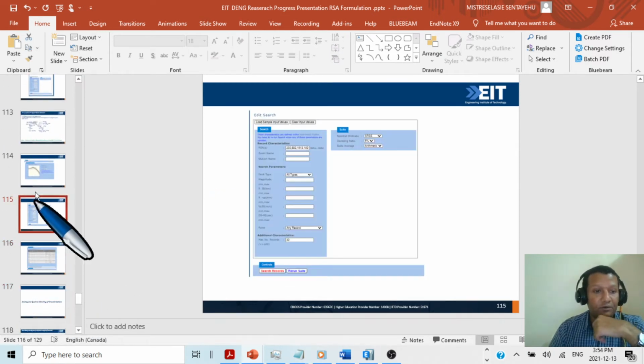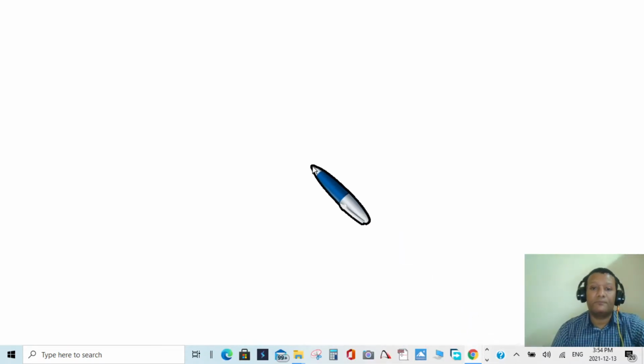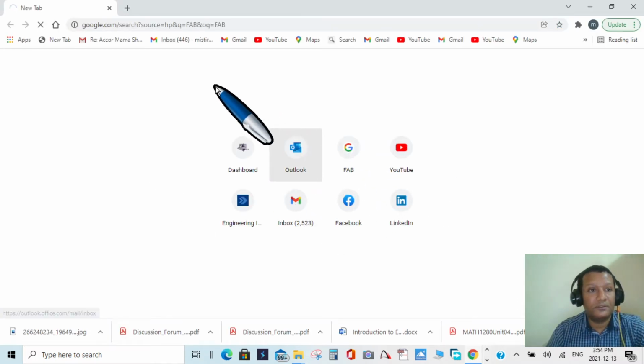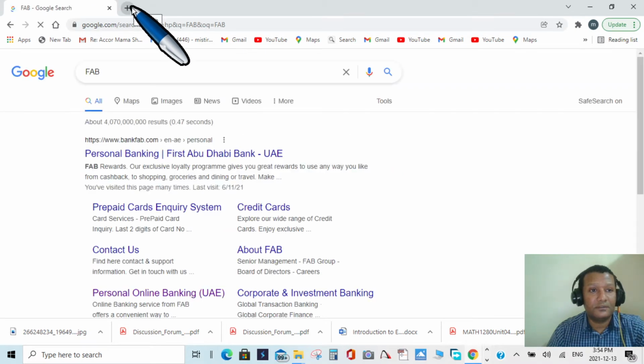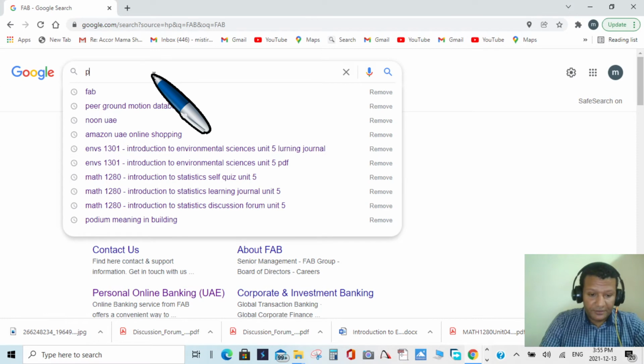So let's go see how to extract our data for scaling. I will come to that. So let's go to Google. Let's go to Google. PEER website.